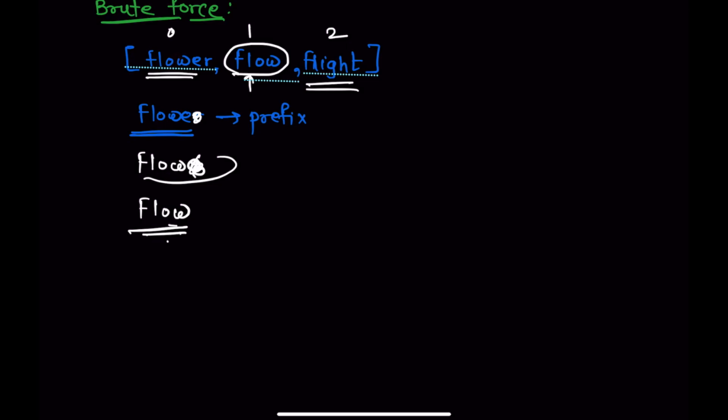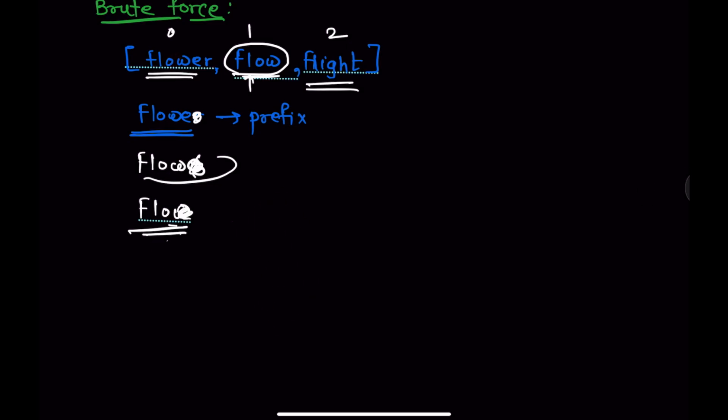In this case, we again reduce our prefix by one character from the end. So guys, tell me, if flow is a prefix of flow, then is it necessary to check all the reduced prefixes from flow with the same word or not? No, it is not necessary, right? So we can directly start checking from the next word itself.